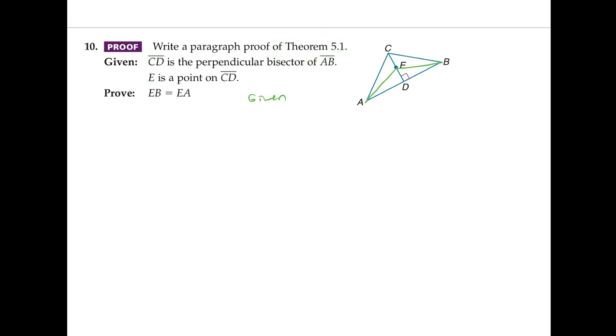So how are we going to prove 2 things are the same? So what I'm going to do first is I'm just going to draw EB and EA. And what lets us do that? That's between any 2 points is a line.